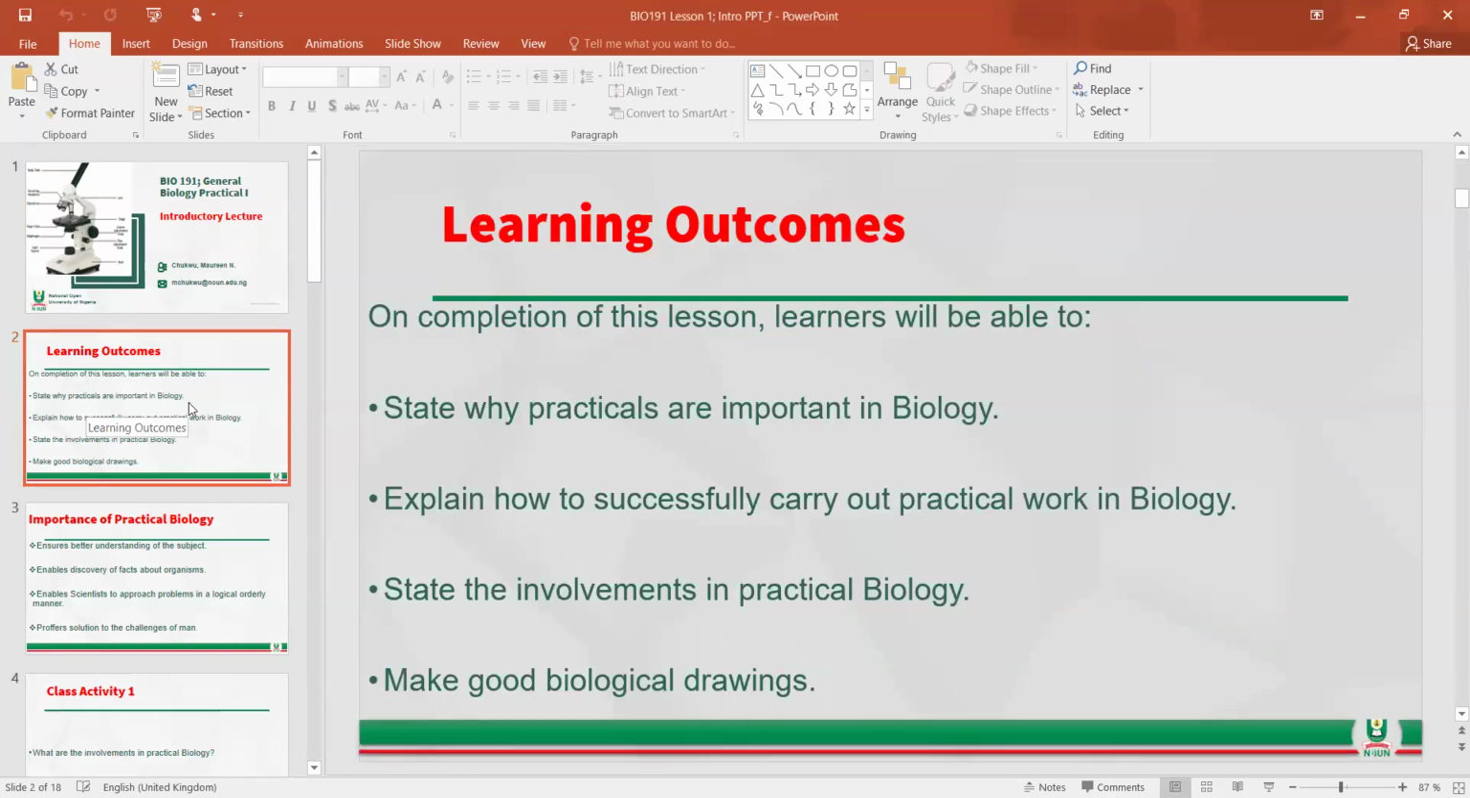On completion of this lesson, you'll be able to state why practicals are important in biology, examine how to successfully carry out practical work in biology, state the involvement in practical biology, and make good biological diagrams. Let me minimize this for us to have full view.